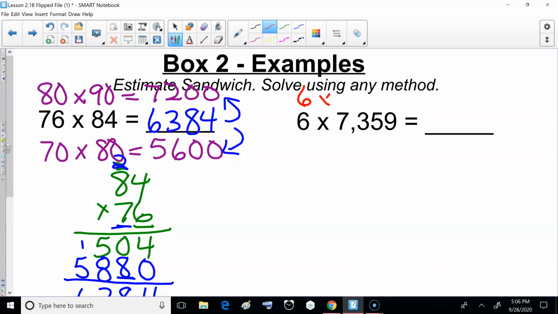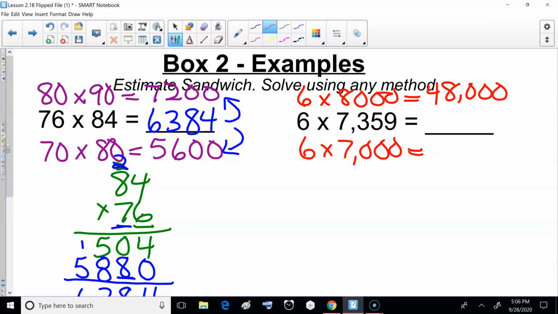So I'm going to round first. I'm going to go with my estimation sandwich. I'm going to go 6 times 8,000. An overestimate would be 48,000. And an underestimate would be 7,000, which would give me 42,000. So hopefully my answer is somewhere in between that range. It's a pretty big range, but that's why a closer estimate might be better for that type of problem.